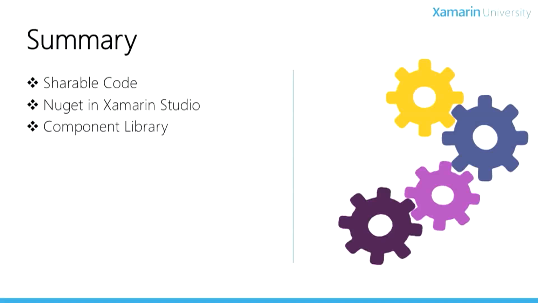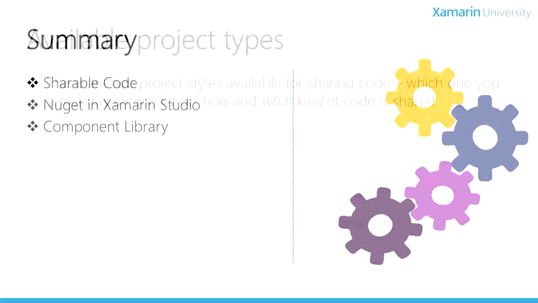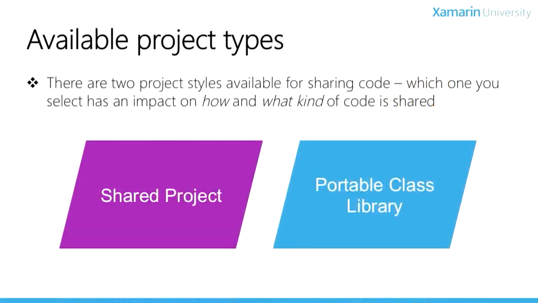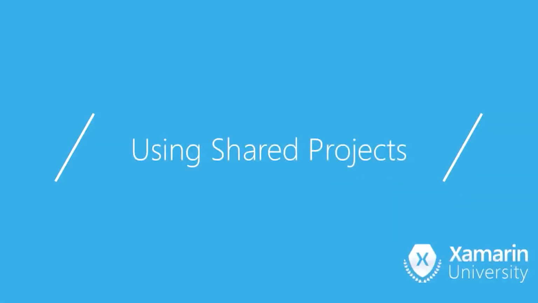Now let's switch gears and talk about where to place code you want to share across your mobile platforms. When writing code you intend to share across platforms, you have two basic project options to choose from. First, you have shared projects, which allow for source code sharing. Secondly, you have portable class libraries, which allow for binary sharing. Which one you select has an impact on how and what kind of code is shared. Let's start off by discussing sharing using source code directly.